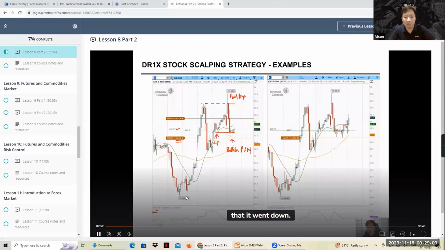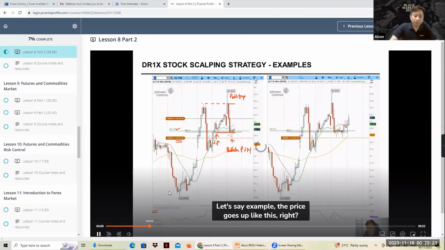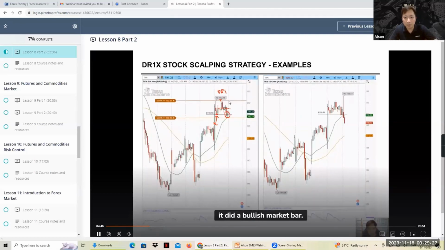Anyway, all these examples I personally had traded before. When I test the strategy, I personally traded all these examples before. So this is an example, Johnson Controls, how I entered here before the price goes up later on and hit my target. Okay. Right. This is an example of the price go hit target first before it came down.